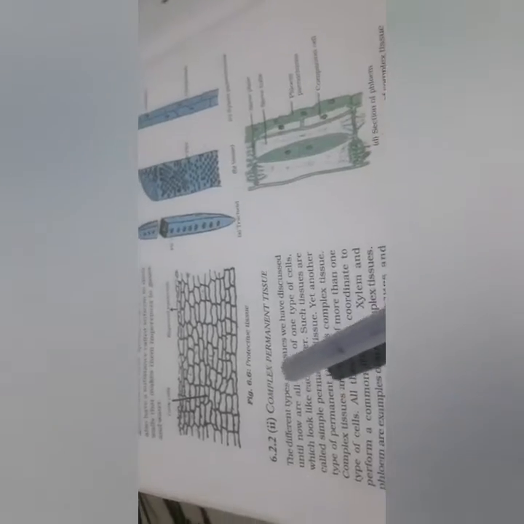You already studied this in your junior classes also. So in very brief I have explained it. Xylem consists of tracheids, vessels, xylem parenchyma and xylem fiber, and among these four types of cells only xylem parenchyma cells are alive and the rest three cells are dead.